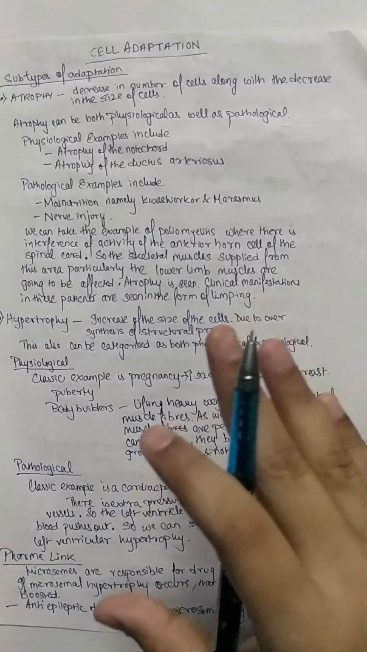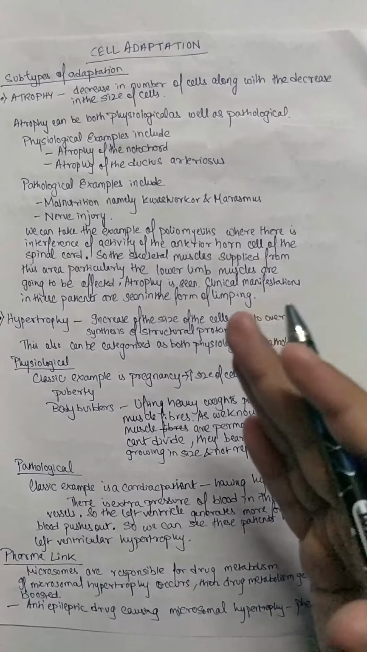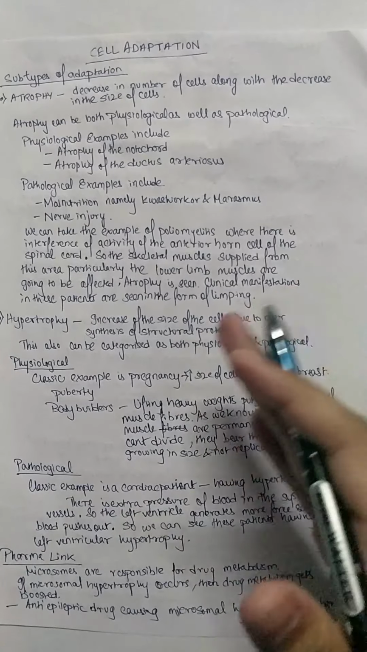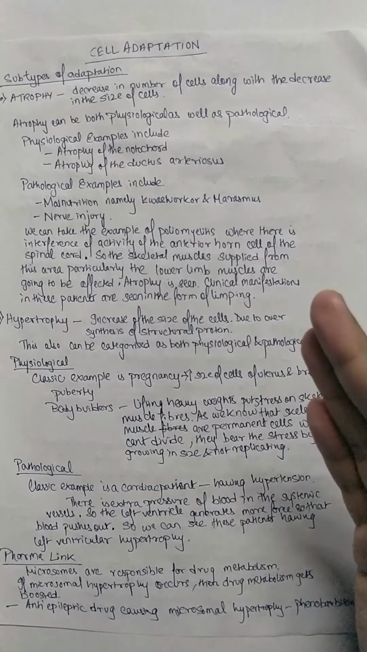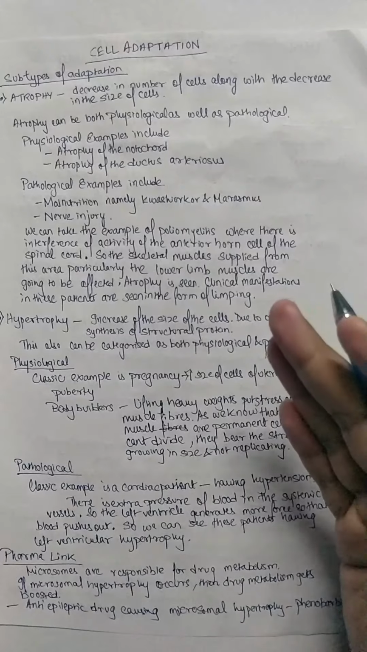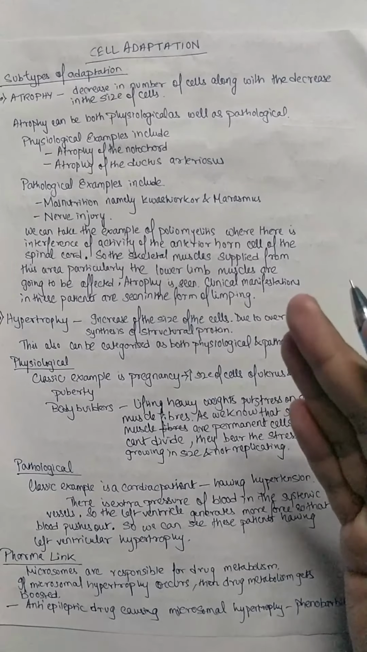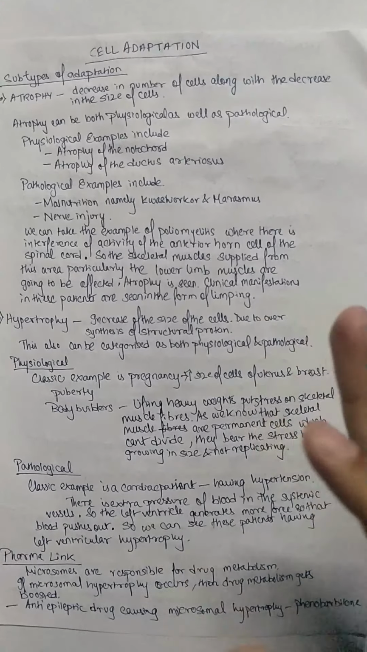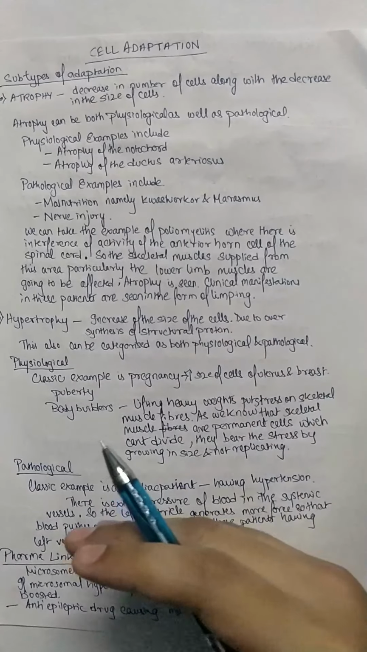So, you can see that the clinical manifestations of the patients with poliomyelitis is going to be seen in the form of limping, or the patients will have a limp. Now, moving on to hypertrophy. Hypertrophy is the increase of size of the cells due to oversynthesis of structural protein. Now, this can be also categorized as physiological and pathological both.